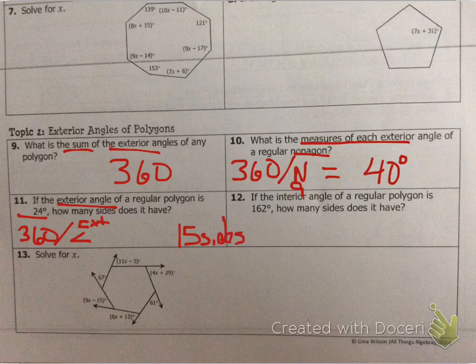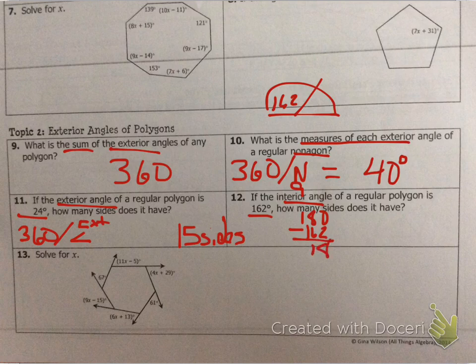Okay, now notice this one is 162. You have to keep in mind that the interior is 162, so you can easily find the exterior by subtracting. So 180 minus 162 gives me 18. Then I would divide by 360, so 360 divided by 18, which is 20. I was running out of space there, but you get the idea.